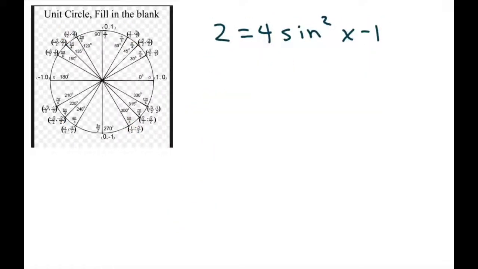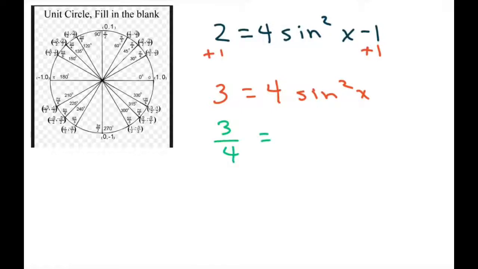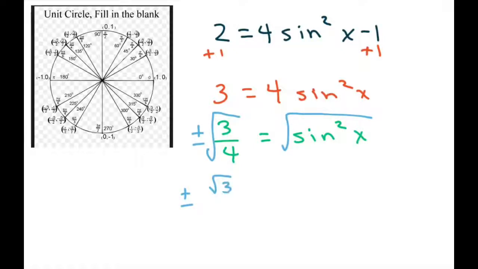And this one, we're going to add 1 to both sides. So you get 3 equals 4 sine squared of x. Divide both sides by 4, so you get 3/4 equals sine squared of x. And now we're going to square root both sides. And don't forget to do plus and minus. So you get plus and minus, and we just have square root of 3, but the square root of 4 is 2. You just break this up, and that equals your sine of x.